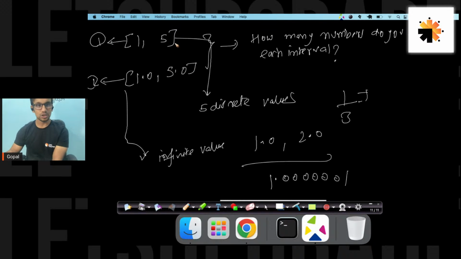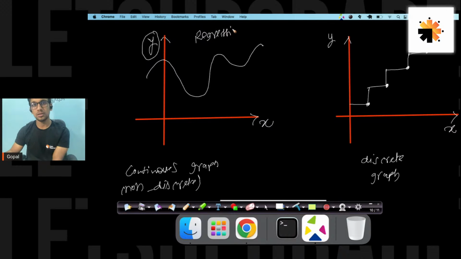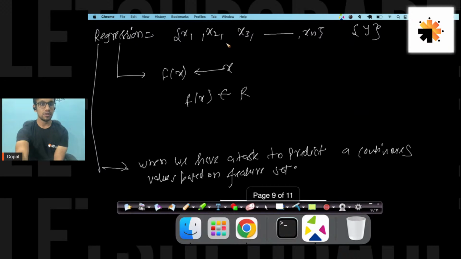So in this case, the first interval won't represent a regression task, whereas the second interval will represent a regression task. Why? Because regression is where we predict a continuous value. So when you have such a graph for your y, of course, this is your regression. Just remember this.